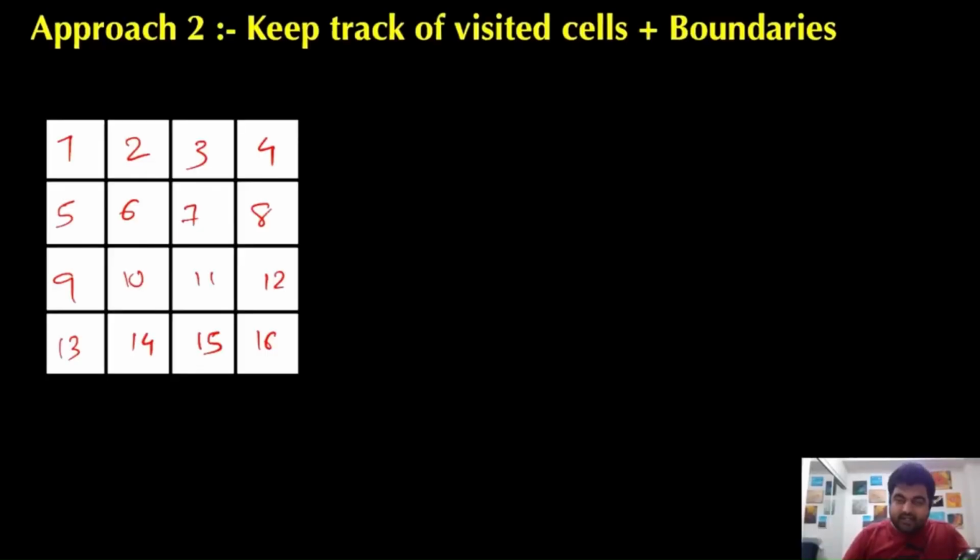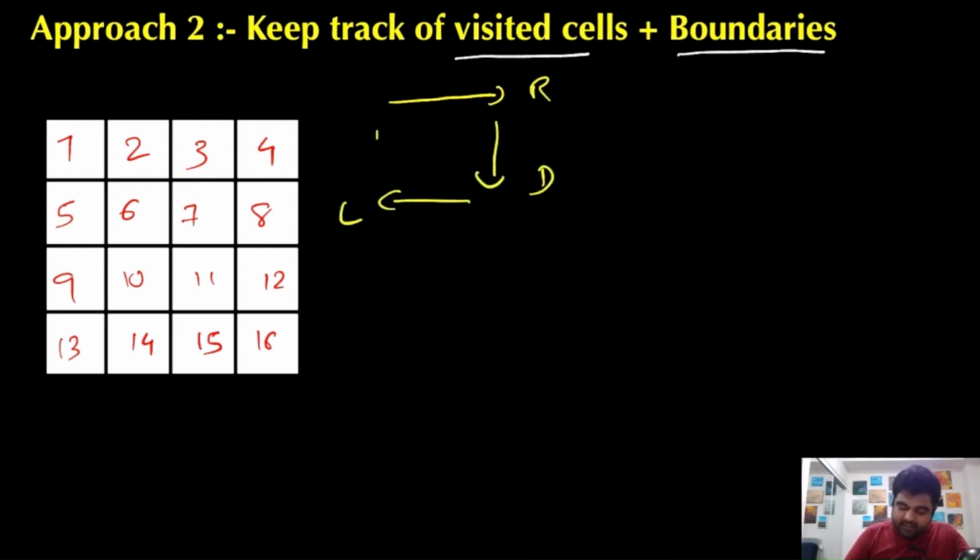So for the second approach, we are actually going to keep track of the visited cells and also the boundaries, and whichever we hit first, we are going to change our direction. One thing that remains common is that we are always going to traverse in the same sequence of directions. First we will traverse in the right direction, then we will go in the downwards path, then we will go in the leftwards path, and then we will go on the upwards path. So this will remain common, and then we keep on repeating, and at any moment we hit either a visited cell or a boundary.